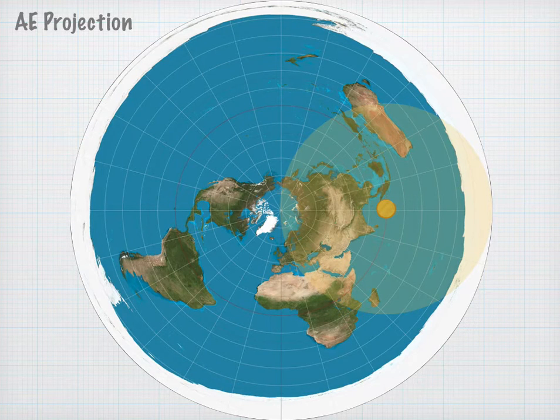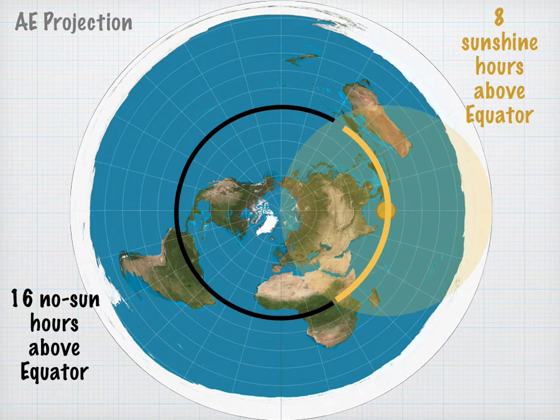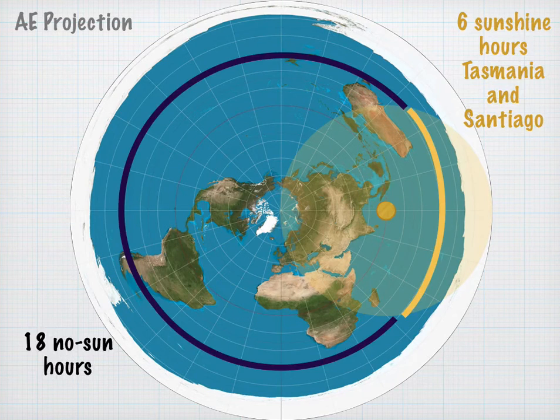Now, if you take a look at different latitudes, for example, Southern Europe, North America, there's going to be 10 hours of sunshine and 14 hours of no sun being visible. If you go down to the equator, there's 8 hours of sunshine and then 16 hours where there's no sun visible. And if you go even further south, such as Tasmania or the southern tip of South America, you have 6 hours of sunshine and 18 hours of no sunshine.